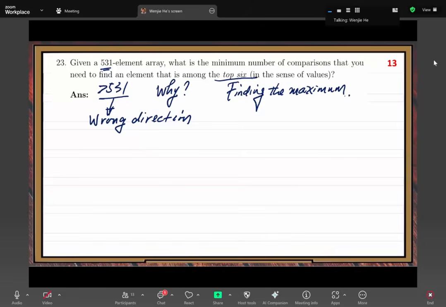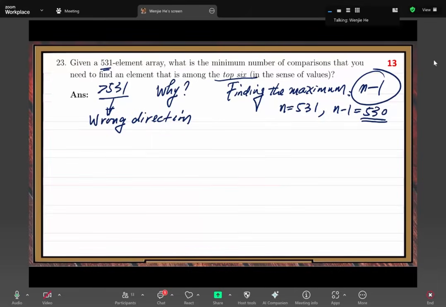Yeah, all right. So this question is very close to our finding the maximum problem, and we know the answer, right? Finding the maximum, the best solution is n minus 1. And here it is 531, so n minus 1 here equals 530.